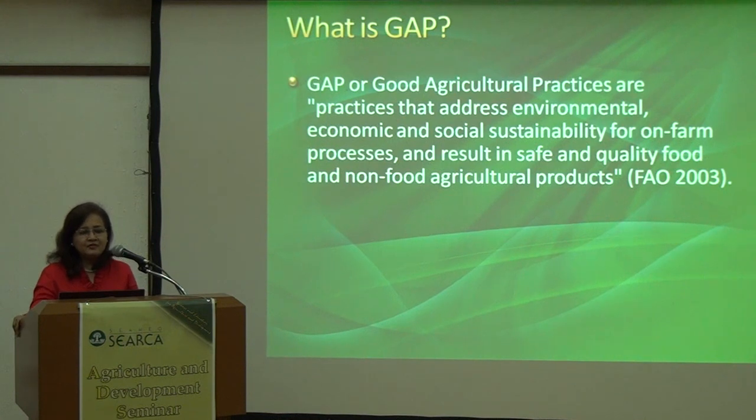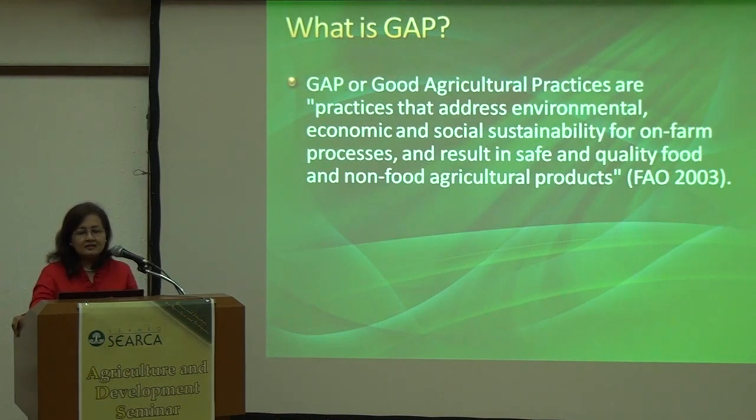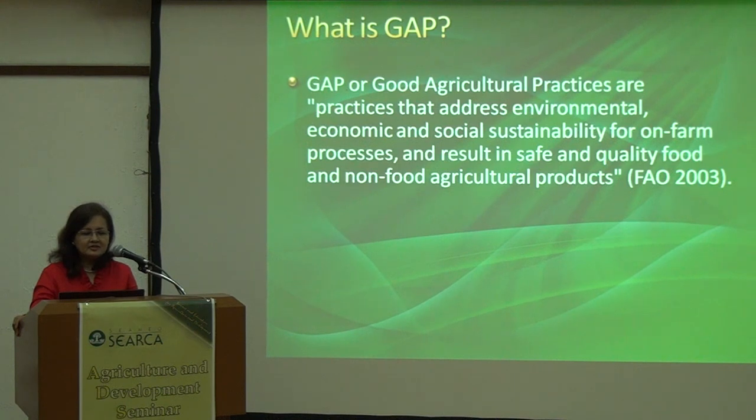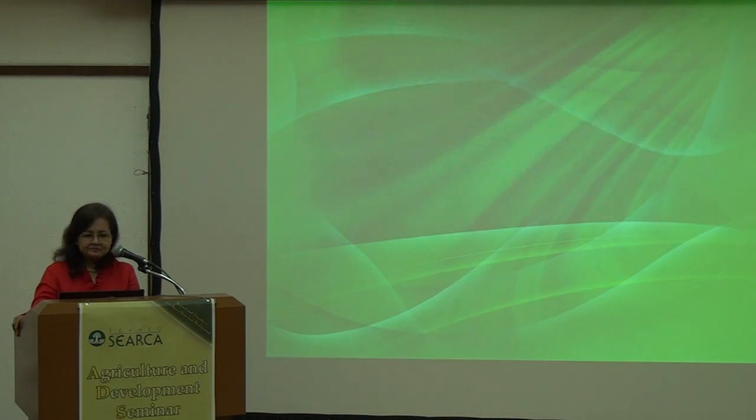It's a concept that refers to practices that address environmental, economic, and social sustainability for on-farm processes and result in safe and quality food and non-food agricultural products. There are many other definitions, but this is a very good definition from FAO. That's why I use this one.